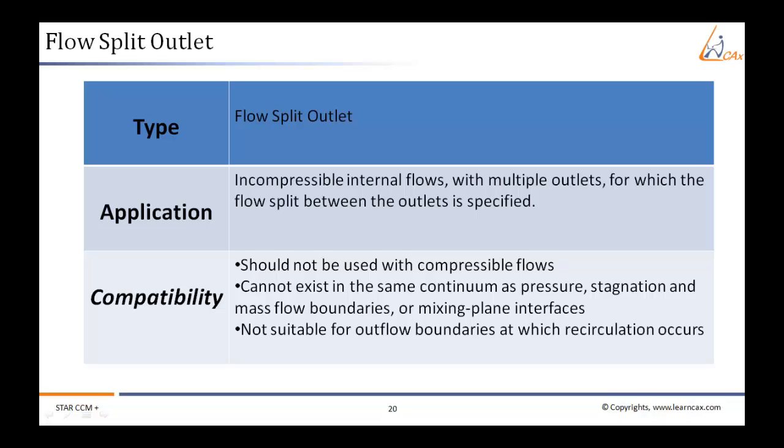The pressure is not specified at a flow split outlet. This boundary type is used in case of incompressible internal flows with multiple outlets for which the flow split between the outlets is specified. Some restrictions are there, like this boundary type should not be used with compressible flows. It cannot exist in the same continuum as pressure, stagnation, and mass flow boundaries or mixing plane interfaces. It is not suitable for outflow boundaries at which recirculation or inflow occurs.